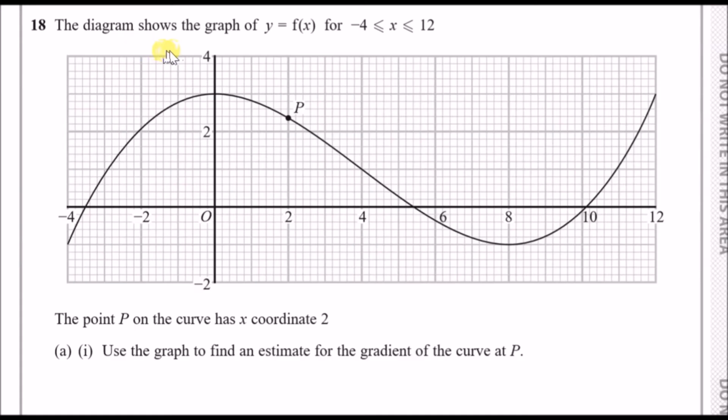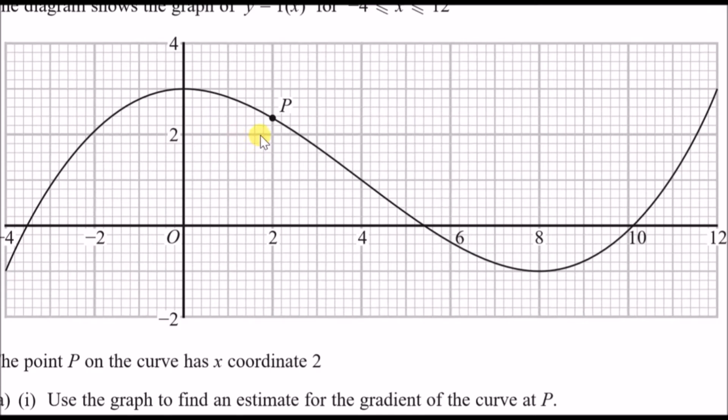So the diagram shows the graph of y equals f(x) for x between minus 4 and 12. Alright, so this looks like a cubic graph, and they've got a point P over there. Now the point P on the curve has x coordinate 2. So it has an x coordinate of 2 and a y coordinate of, if we zoom in carefully, we can see that 3 is up here and everything's going up in 0.2. So this should hit over here at 2.4. So the coordinate here is just (2, 2.4).